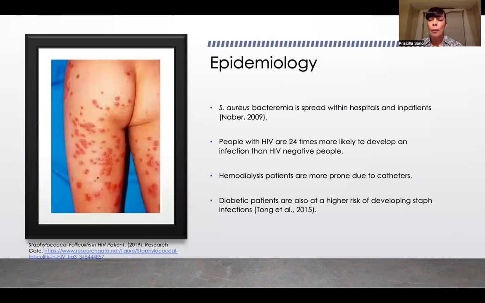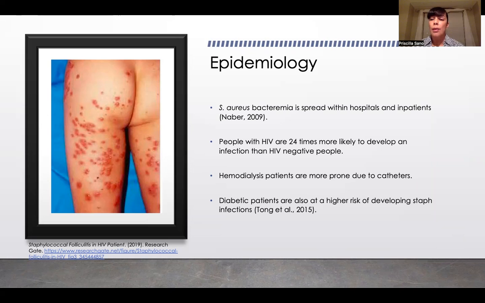Epidemiology. S. aureus bacteremia is spread within hospitals and inpatients. People with HIV are 24 times more likely to develop an infection than HIV negative people. Hemodialysis patients are more prone to these types of infections due to their catheters. Diabetic patients are also at a higher risk of developing staph infections. Age is also a risk factor, and usually it tends to affect early infancy patients and also patients that are greater than 70 years of age.